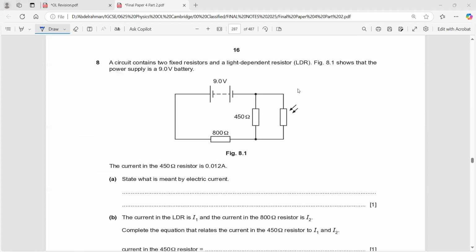What is meant by a current? It is the rate of flow of charges, because I equals Q over T, charges per unit time.